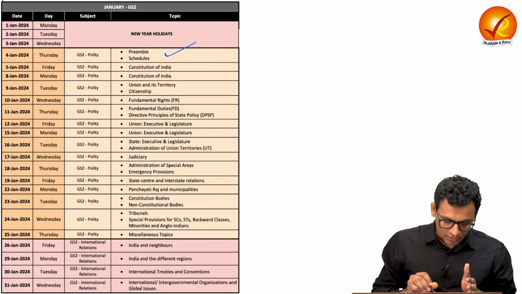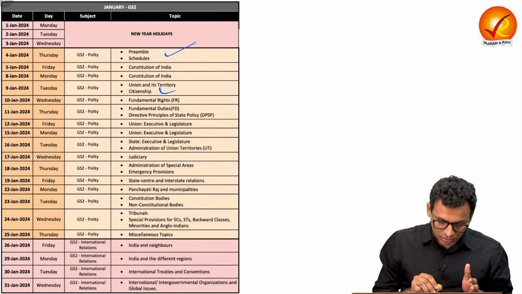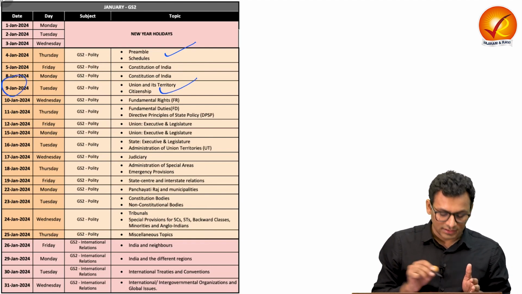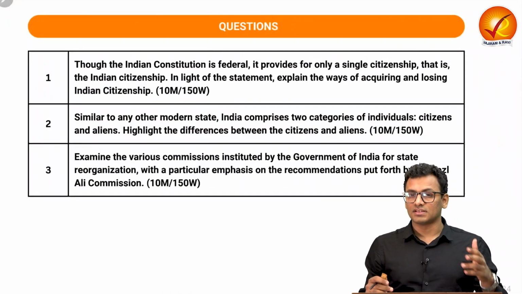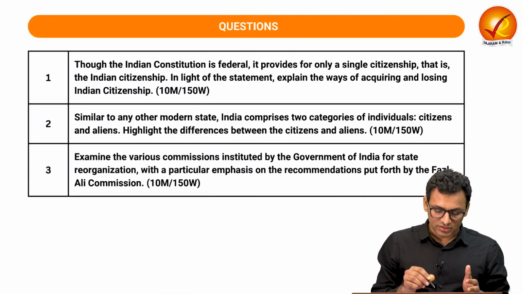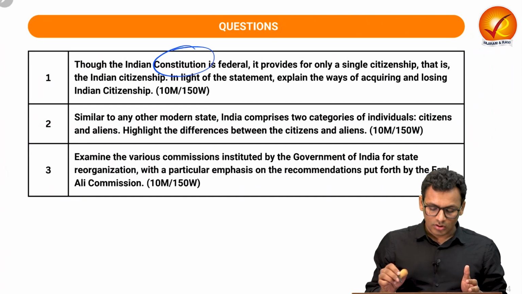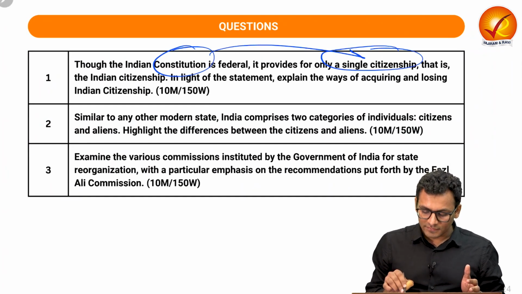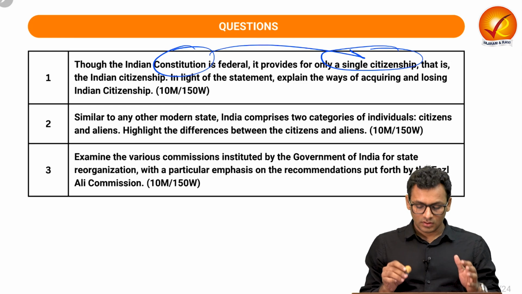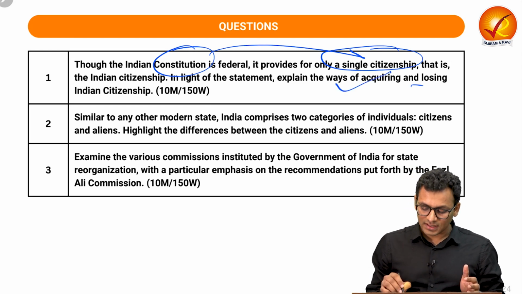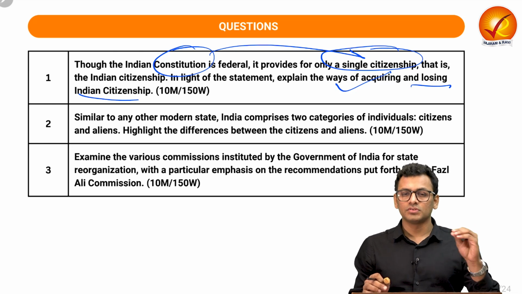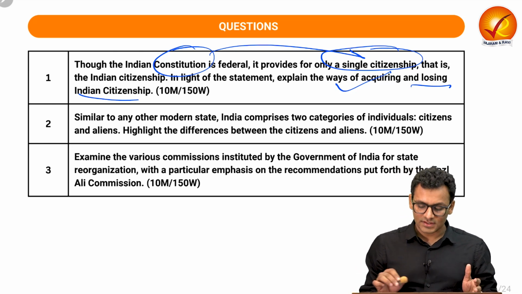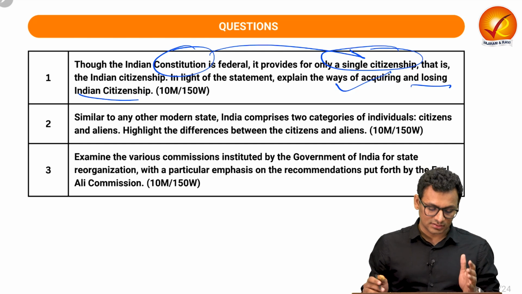Today, we are going to delve into Union and its Territory for the 9th of January. Let us see what exactly the questions are that we are going to do. The very first question is with respect to the constitution and how we have single citizenship, and for the same there are certain ways of acquiring and losing Indian citizenship. So over here we will see the factual information about ways of acquiring and losing Indian citizenship.